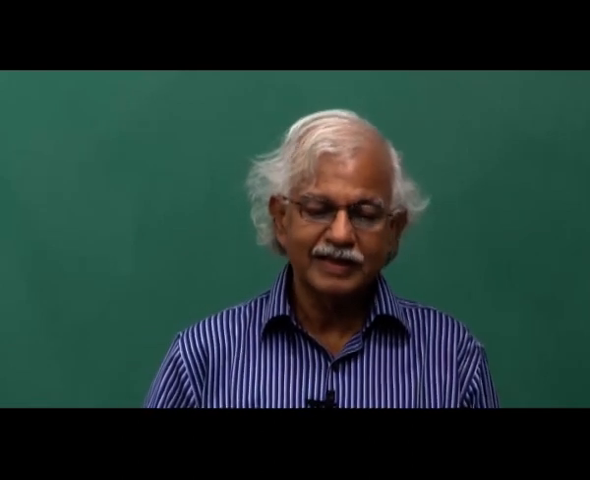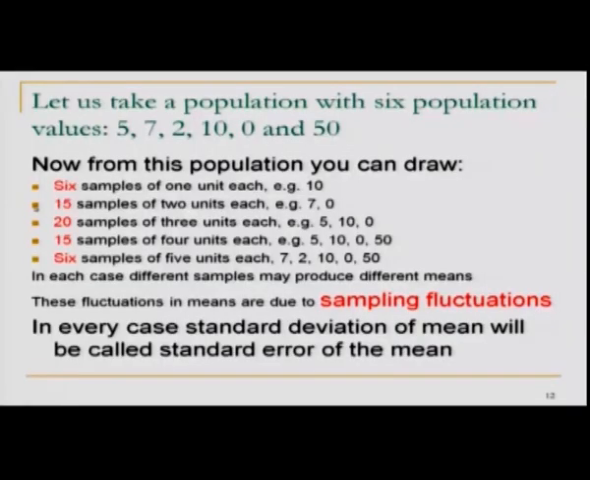Let us take a population with 6 values: 5, 7, 2, 10, 0 and 50. Now, from this population you can draw a sample of 1 unit. For example, you can draw 10. You can draw samples of 2 units. How many? Out of 6, 15 samples of 2 units are possible, like 7 and 0, or 5 and 2, or 7 and 50.